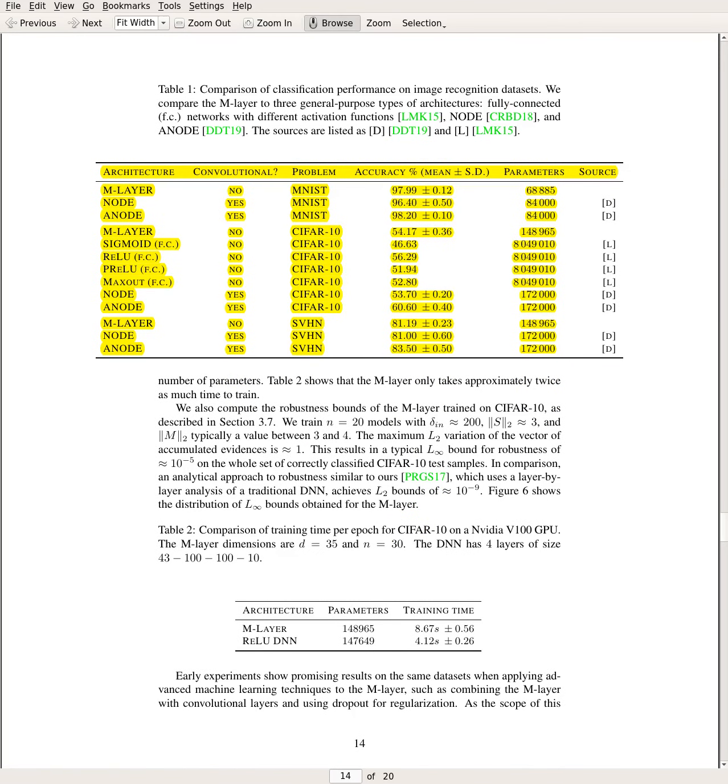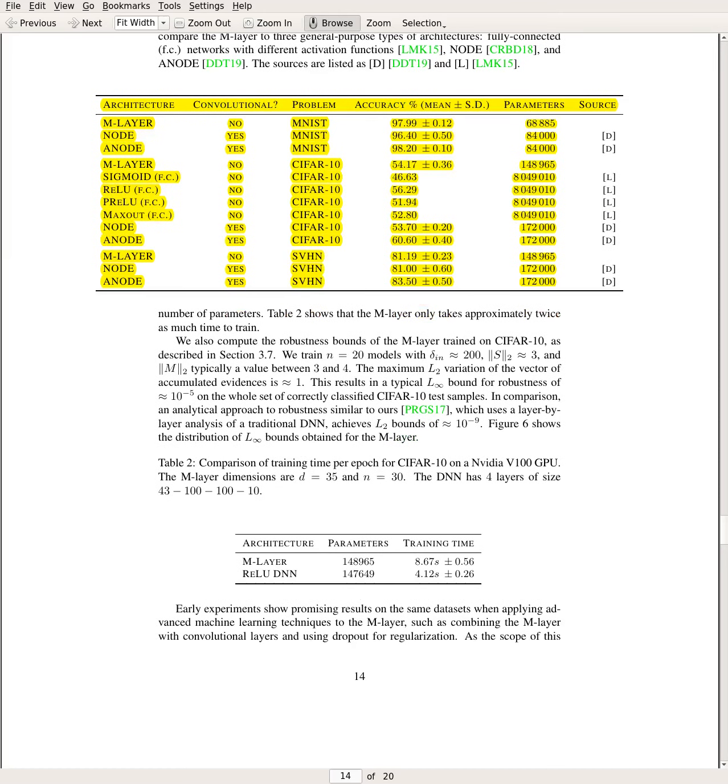So M-layer is compared to the best state-of-the-art ANODE, which is a non-convolutional ODE architecture, if I understand correctly. How does it perform on MNIST? So on all of the problems, it performs similarly, but it generally uses fewer parameters, especially compared to the real ReLU. It uses much fewer parameters, but compared to these ODE networks, it's on the same order of magnitude in the number of parameters.